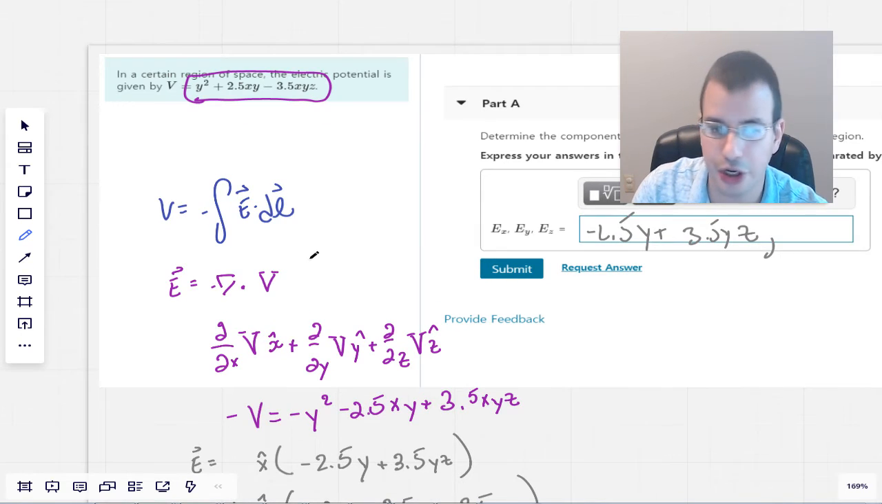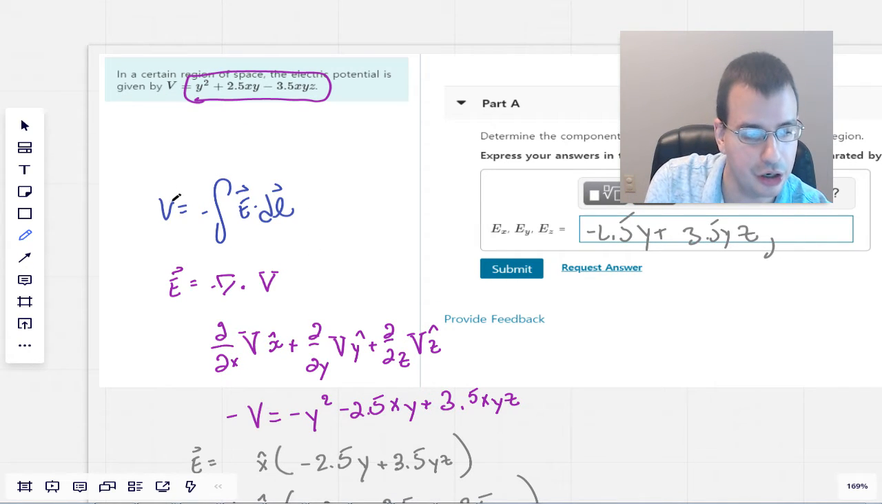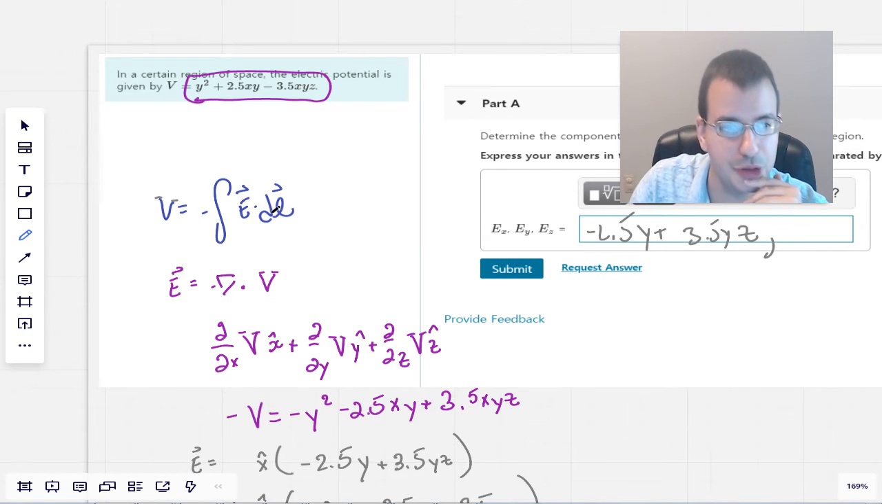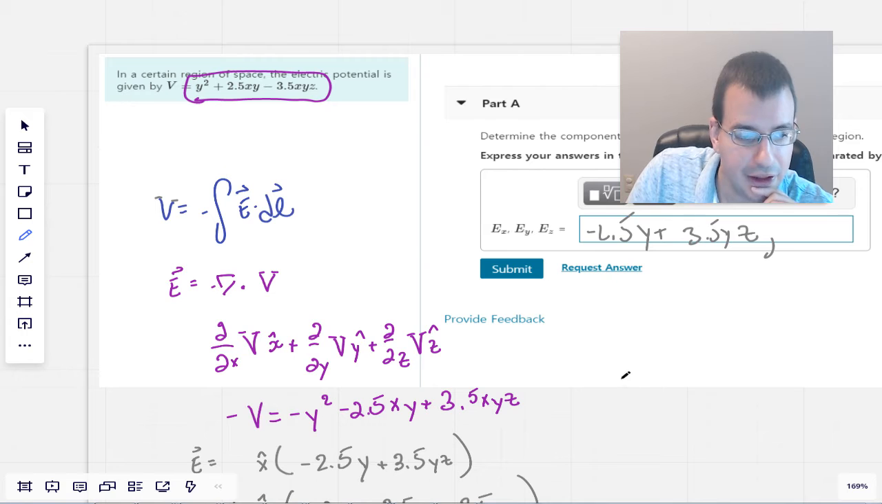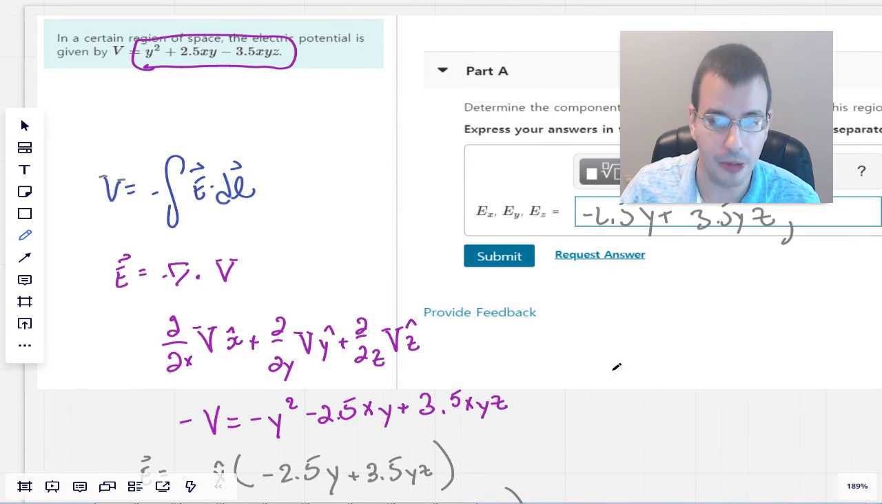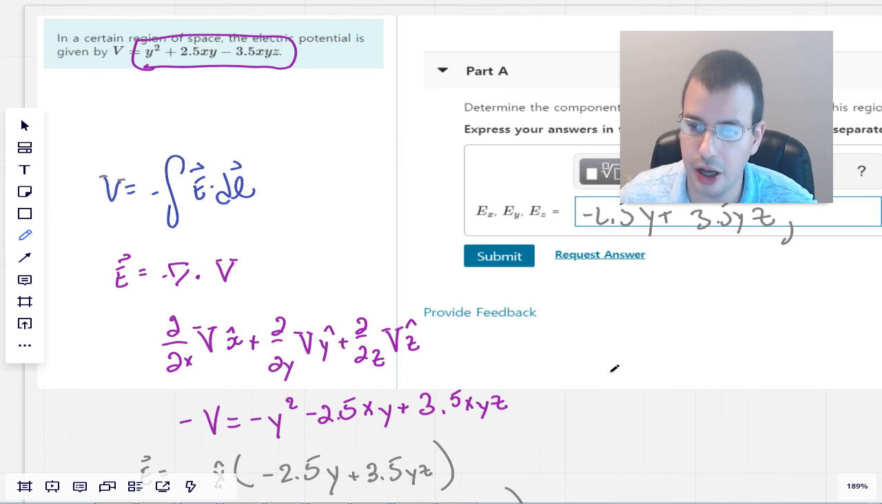And if you wanted to go the other direction, your potential equals negative integral E dot dl, which I'm sure we'll do in other problems as well. It's fairly common. I'm sure we'll get to it. So hope that helped. I will see you on the next problem.